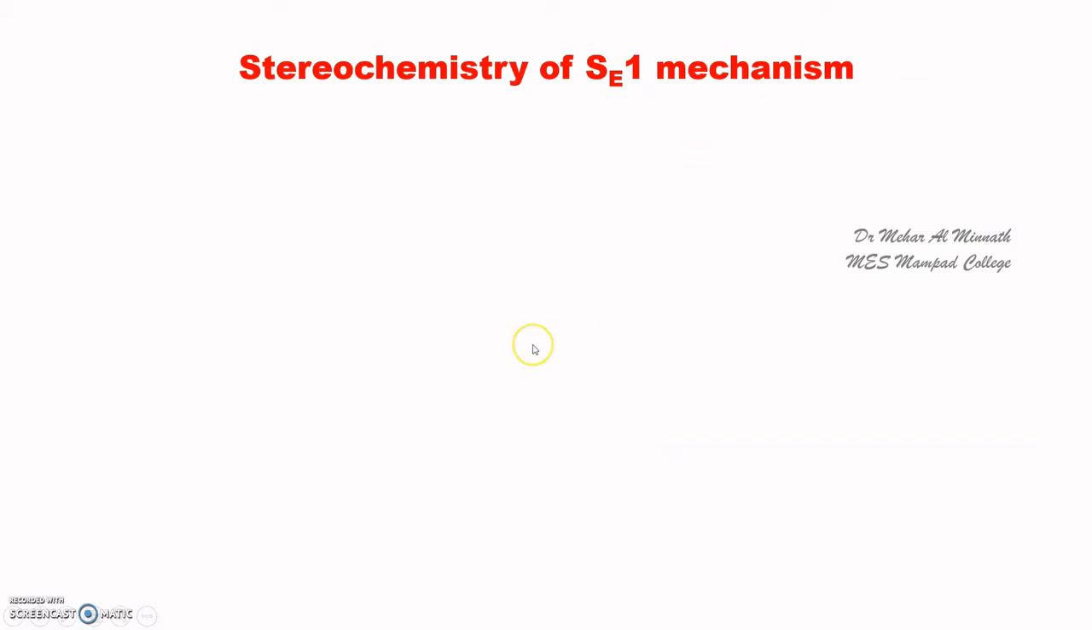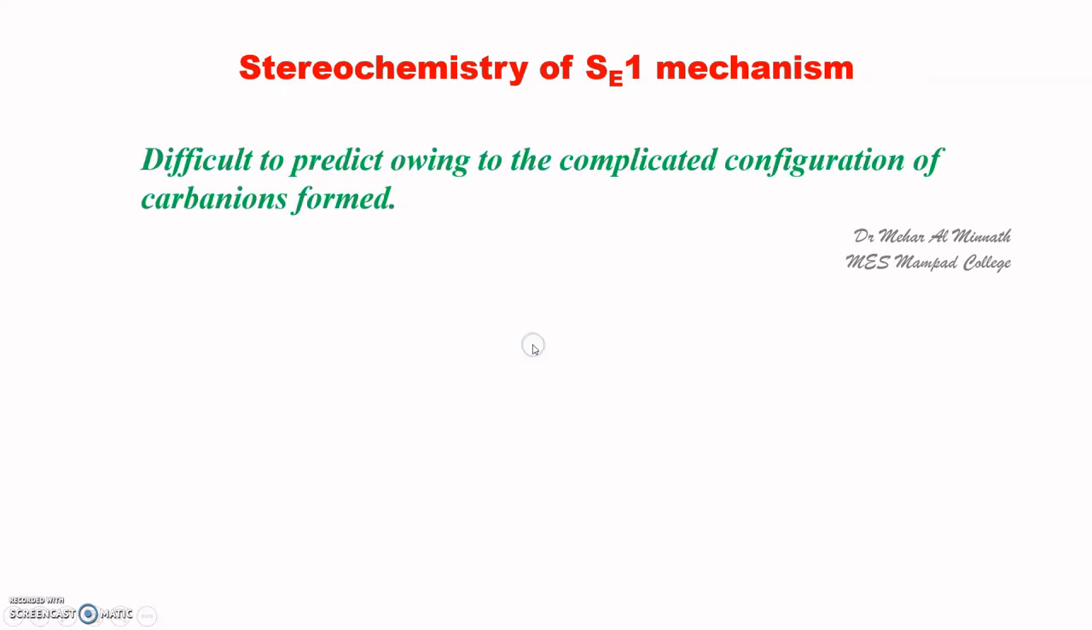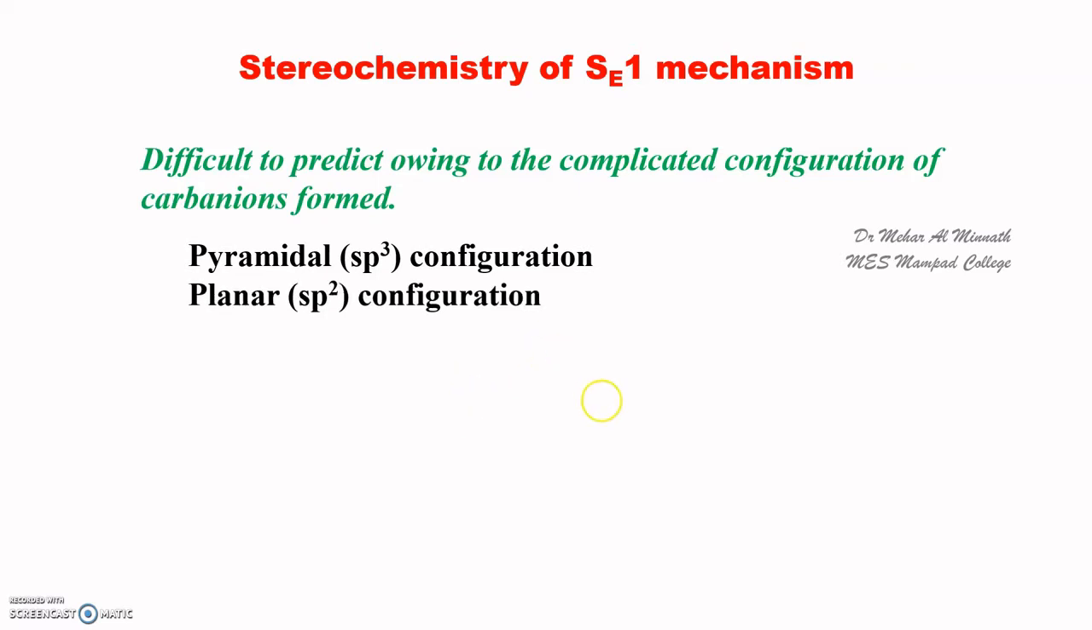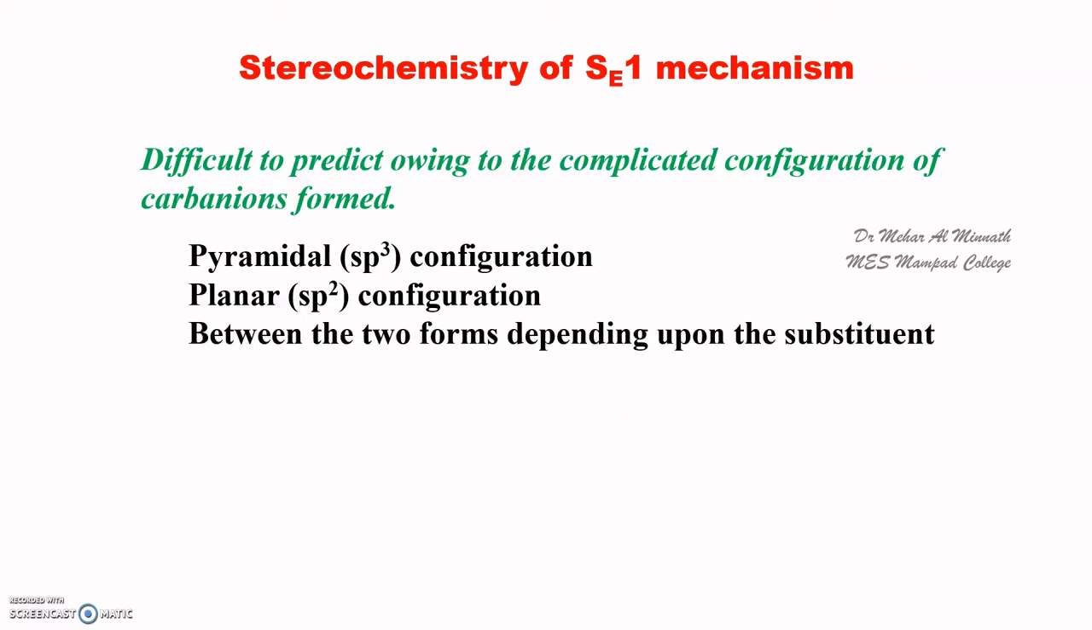Now, it is difficult to predict the stereochemistry of the mechanism because of the configuration of the carbanion. The carbanion formed can be pyramidal or planar, or sometimes it will acquire a configuration in between these two forms. That depends upon the substituents on it. So owing to that, the product we get can be a retained product, an inverted product, or a racemic mixture.